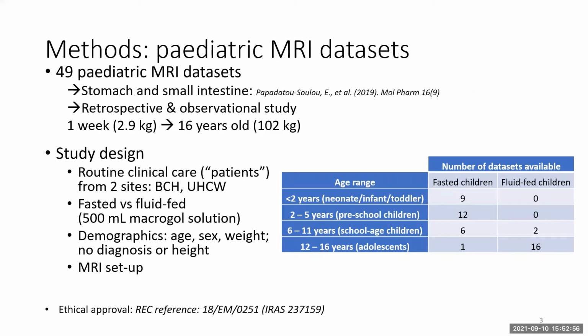So we had a fasted arm and a fluid-fed arm, where children had to take 500 ml of a Mega Gold solution 1 hour before the MRI was taken. This allowed us to have a fluid-fed population, which is not really representative of a high-calorie meal though. We collected demographics such as age, sex, and weight, but we didn't get the diagnosis or the height. In this table, you can see our demographic distribution, where we banded the children according to the ICH guidelines.